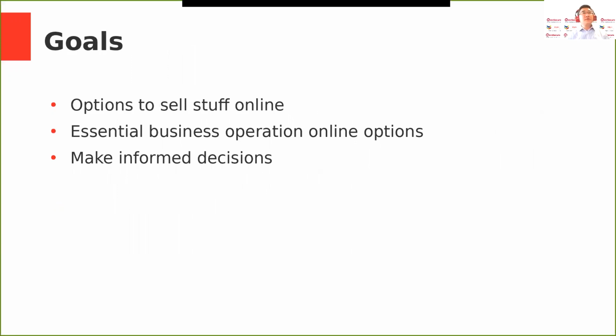Today we're going to focus on two things, right? Two pressing issues for the business community. The first one is how a business can sell stuff online. The second is, once a business wants to go to online operation, what are the essential functions and what are the options there, right?